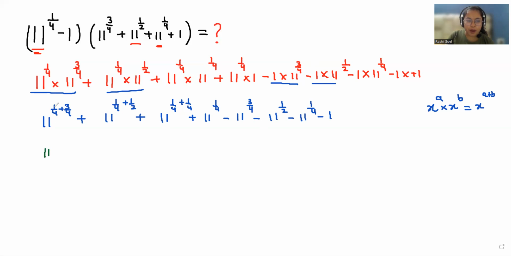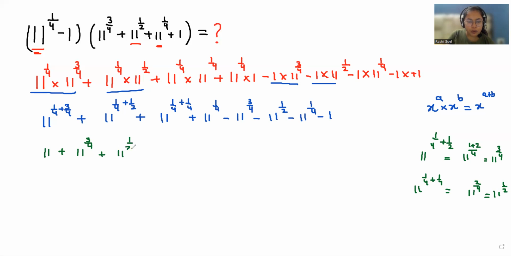So it becomes 11^(4/4), that is 11^1, which is 11, plus 11^(1/4 + 1/2). We take the LCM, which is 4. So 1 plus 2, that is 11^(3/4). So plus 11^(3/4), plus, in this case, 11^(1/4 + 1/4), so 11^(2/4), or we can write it as 11^(1/2). So 11^(1/2) plus 11^(1/4), and the rest of the terms I will write the same.